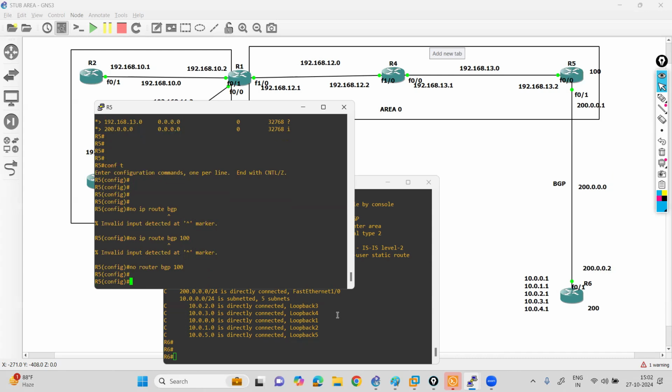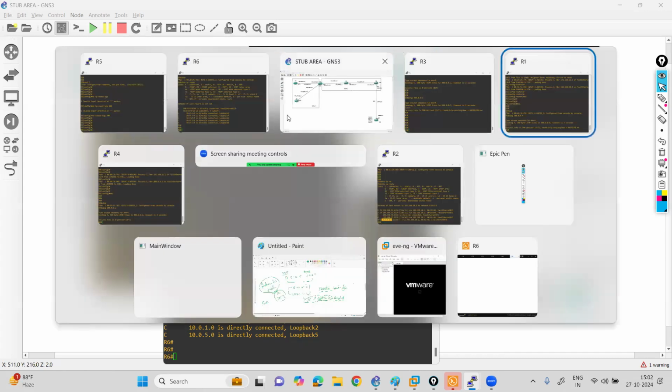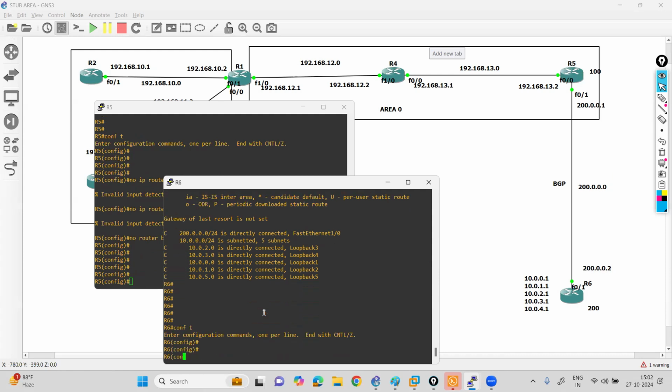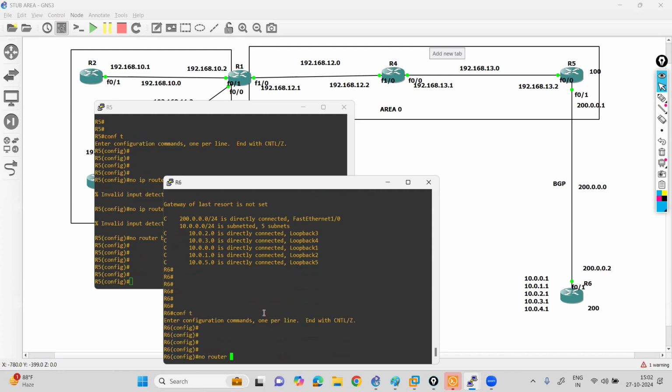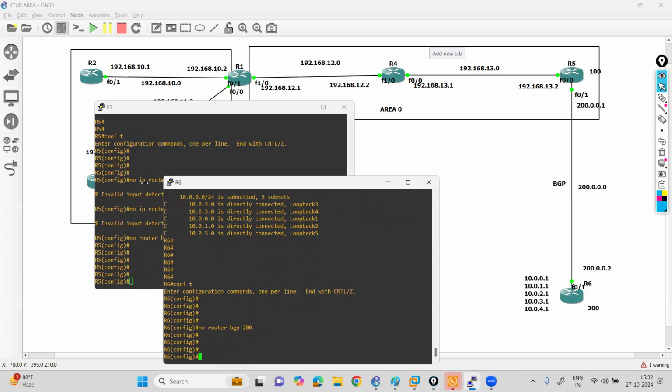Yeah, there was no neighborship. If there was any neighborship, it will be disconnected. Let's see the IP address allotted over here. Let's go to router number 6 and do this again. Configuring terminal. No router BGP 200. It will take some time to delete.